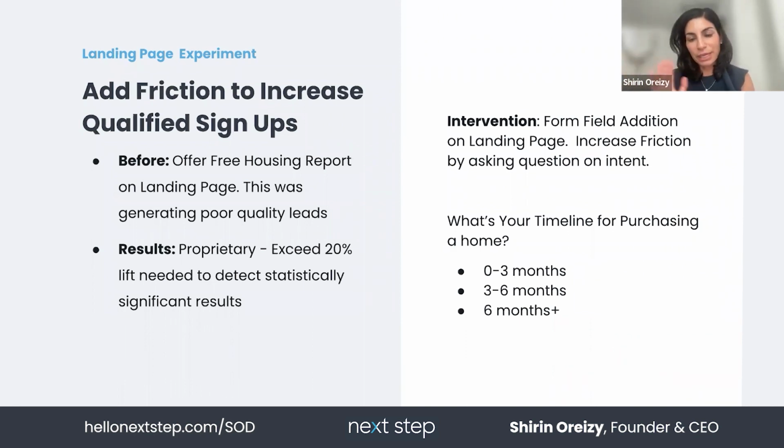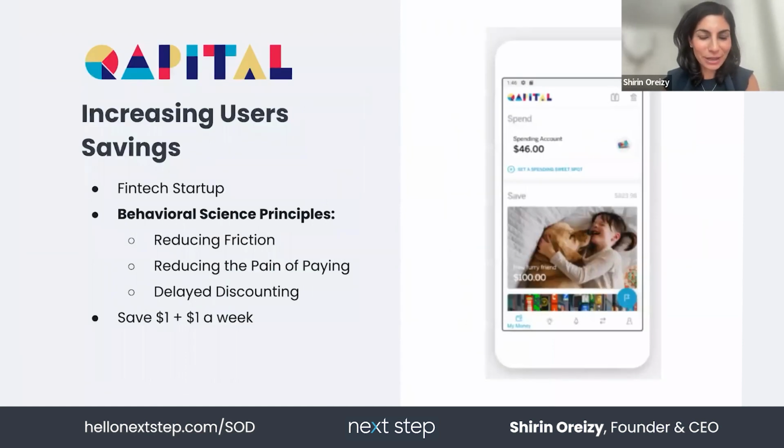So if somebody was picking in the 0 to 3 months, higher likelihood to be a good qualified lead that we can pass on to their sales team. And then we could filter out the people that were choosing 6 months plus. So this is an example of adding friction to encourage the behavior that you want.